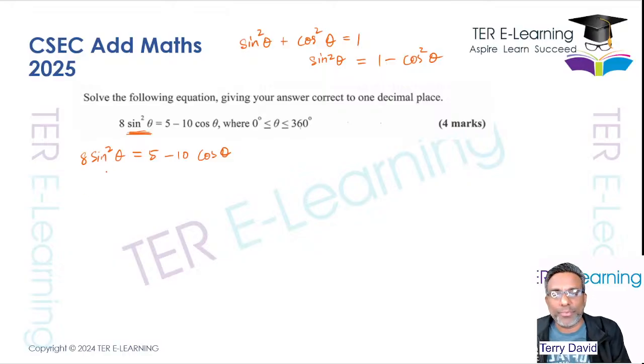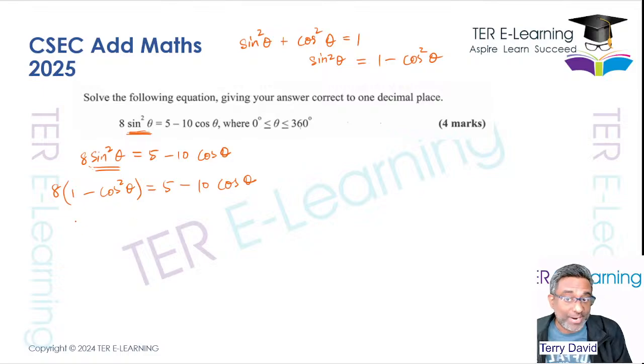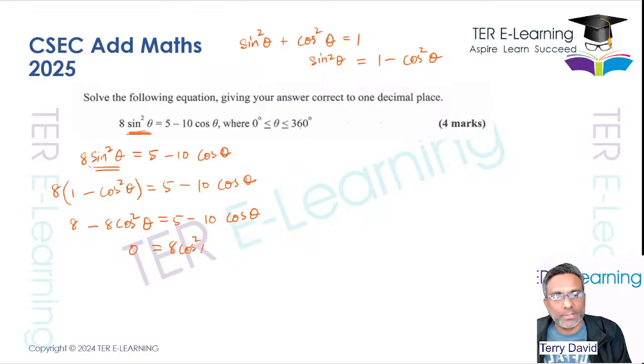So that's sine squared, and we're going to replace it here. So this is going to be 8 by 1 minus cos squared theta is equal to 5 minus 10 cos theta. Let's remove the brackets: this is going to be 8 minus 8 cos squared theta, and this is going to be 5 minus 10 cos theta. Now I don't like to have a negative in front of my squared term, so I'm going to carry everything to the right hand side. This is going to be 0 is equal to 8 cos squared theta minus 10 cos theta plus 5 minus 8.